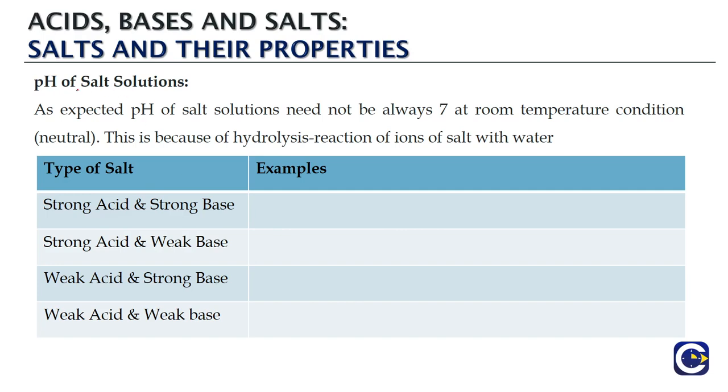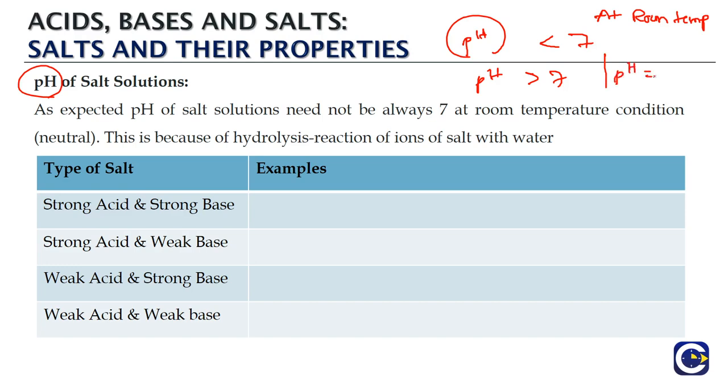While we talked about the pH of acidic and basic solutions, we have said the pH of an acidic solution will be less than 7, and that indicates acidic nature. Of course, we are talking about room temperature conditions, and the pH of basic solutions will be more than 7. And for neutral, we said pH will be equal to 7. So what will be the pH of salt solutions? Now, the pH of a salt solution need not be equal to 7 at room temperature. So 7 refers to the neutral solution, and the pH of a salt solution need not be equal to the pH of neutral.